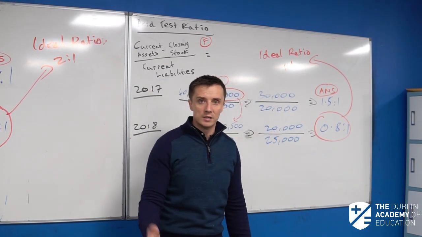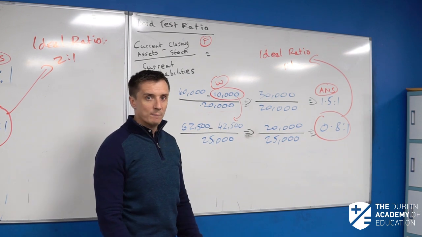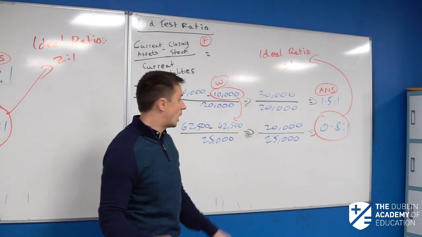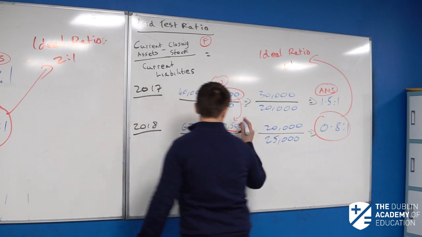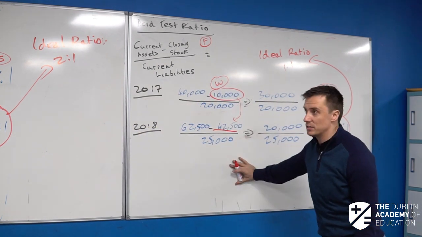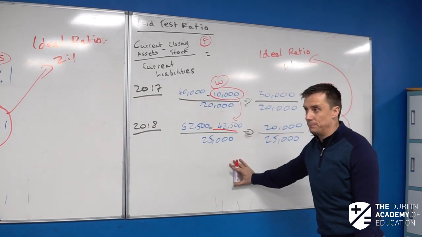Okay, so sell the stock at a discount in order to get money in, and that will be what they're looking for if they have too much money tied up in their stock. Okay, their stock's gone from 10 grand up to 42,000. That's the business's problem there. Okay, thanks a lot.